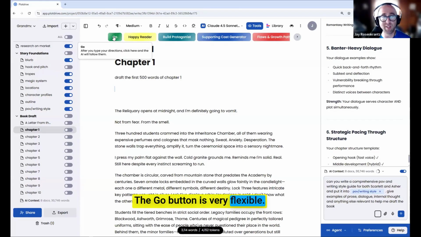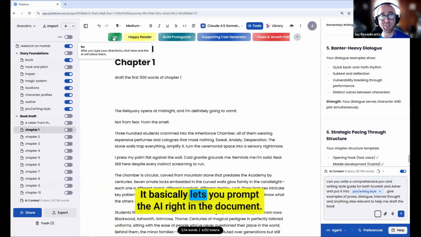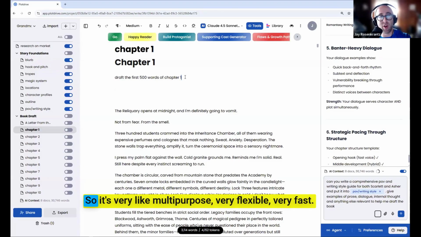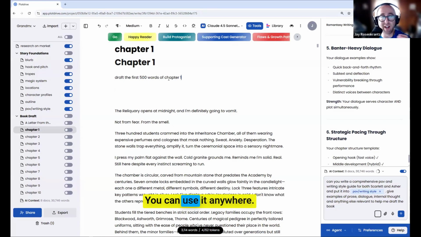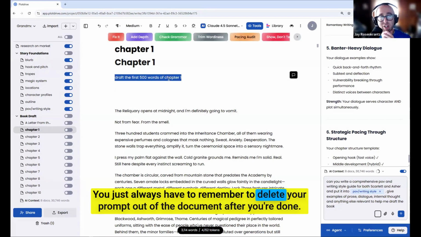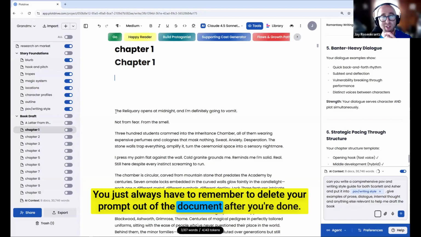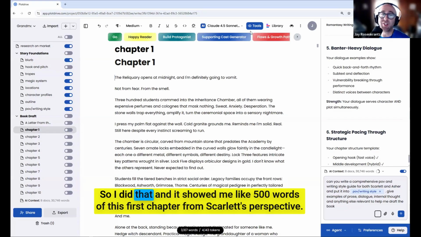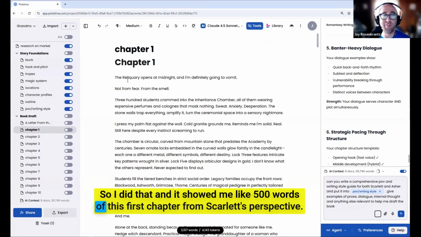The go button is very flexible. It basically lets you prompt the AI right in the document. It says up there, type your directions, click the go button, and the AI will follow them. So it's very multi-purpose, very flexible, very fast. You can use it anywhere. You just always have to remember to delete your prompt out of the document after you're done, especially if that document is where you're building your draft. So I did that, and it showed me about 500 words of this first chapter from Scarlett's perspective.